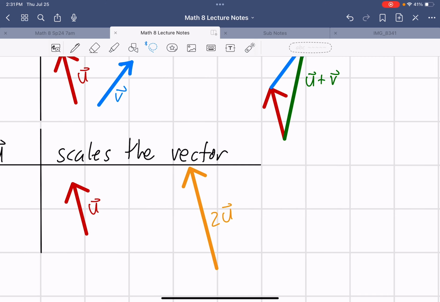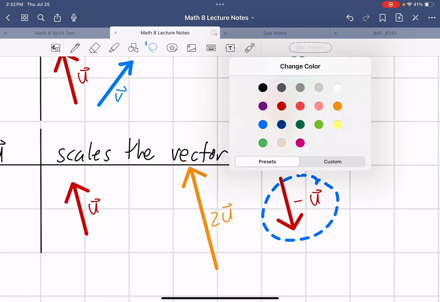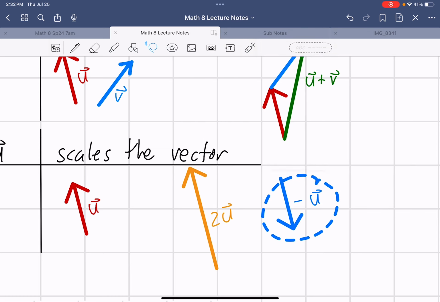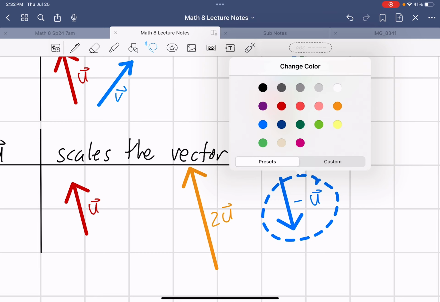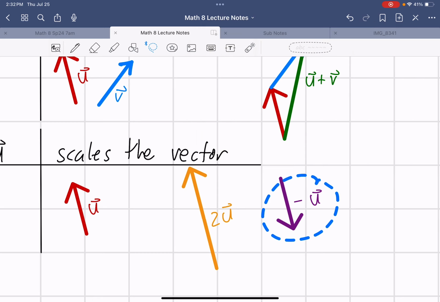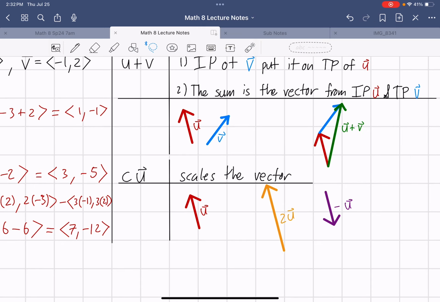Right? And then what does it mean when we multiply by a negative? Well, it takes the exact same vector. Now the only difference is that it changes the direction. This is what it would mean to be a negative u. And change the color because that's the previous one. We'll do purple. But that's what it means to scale the vector.